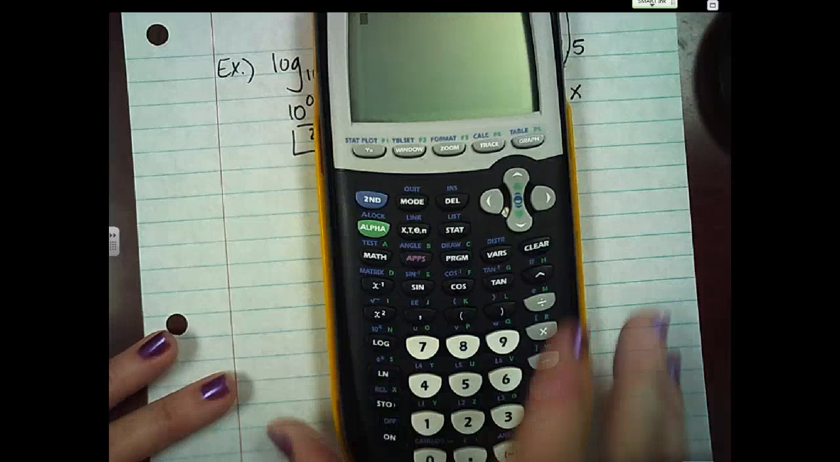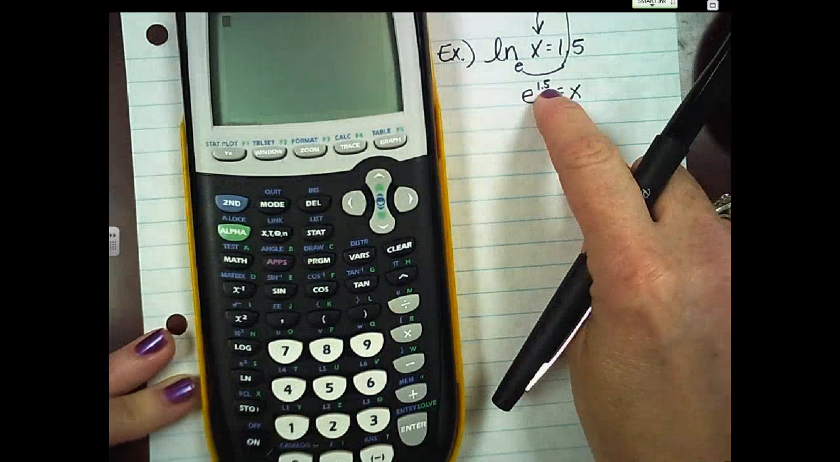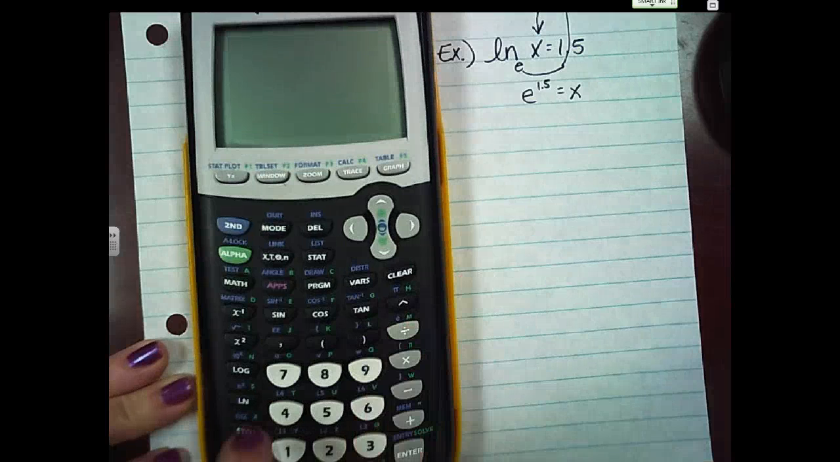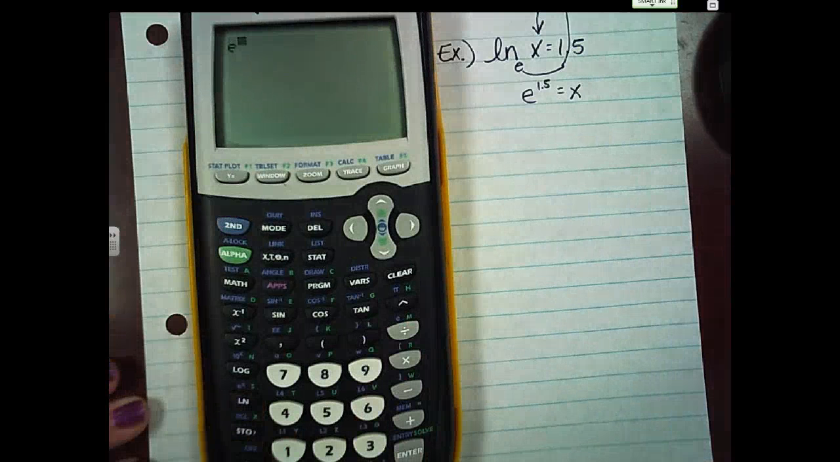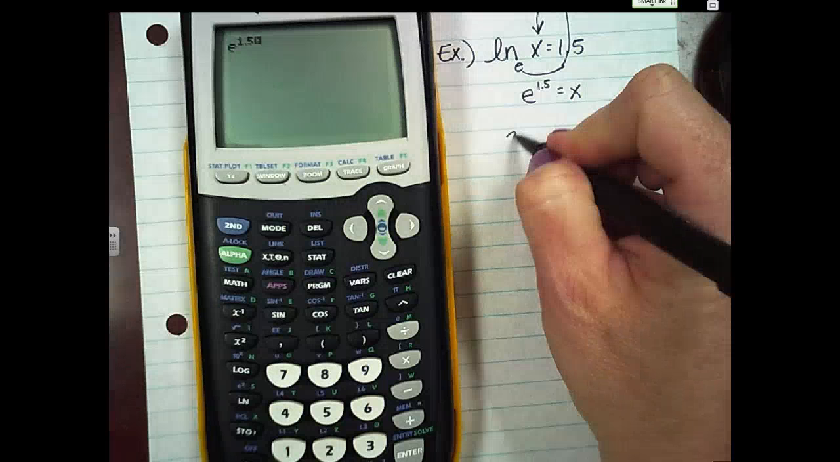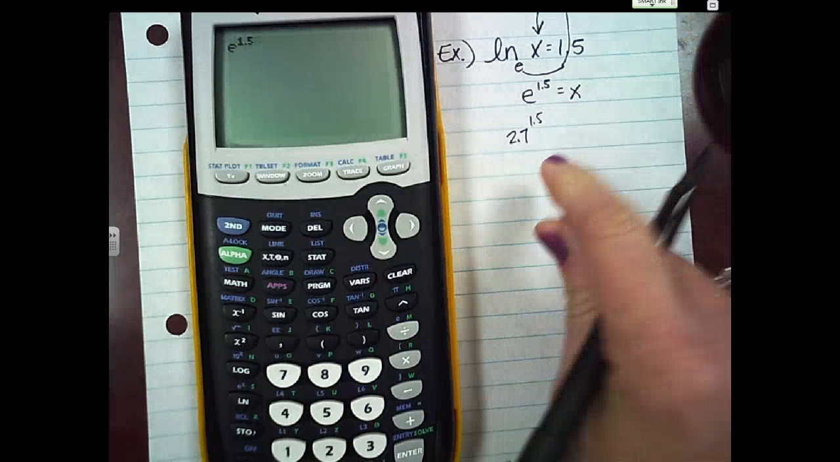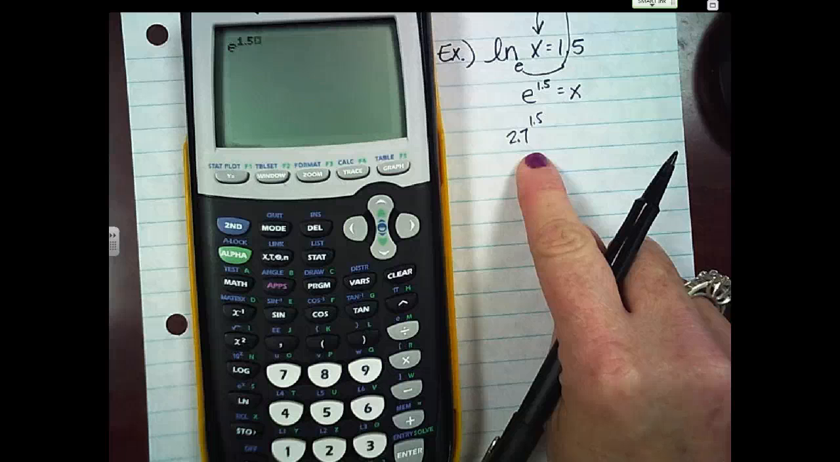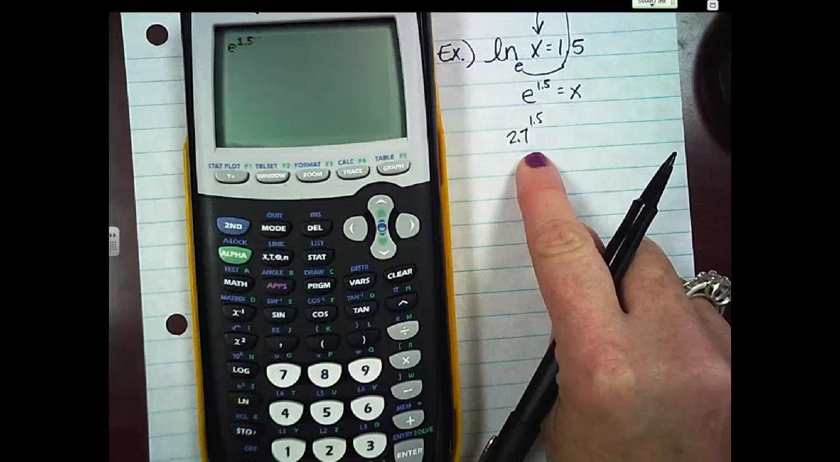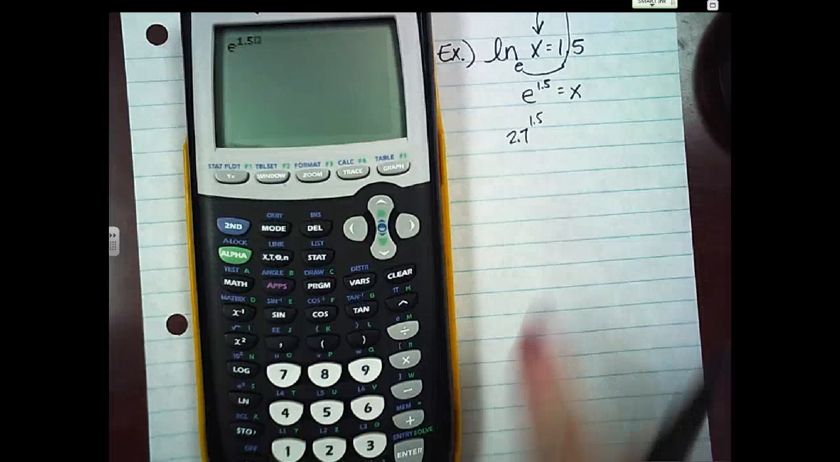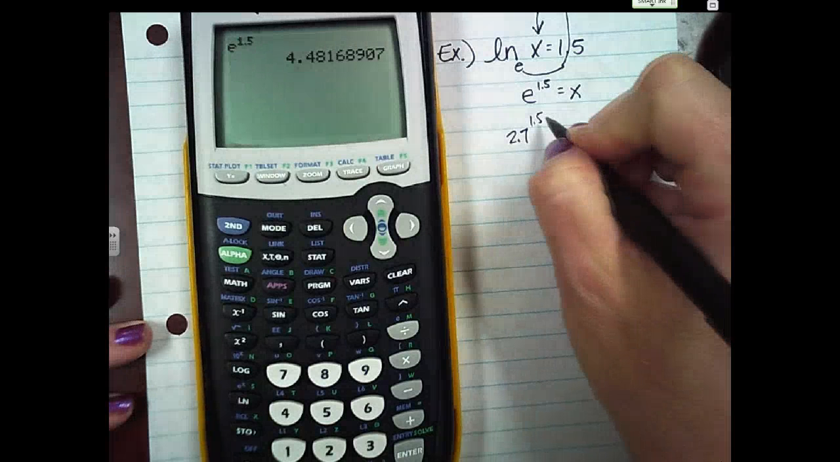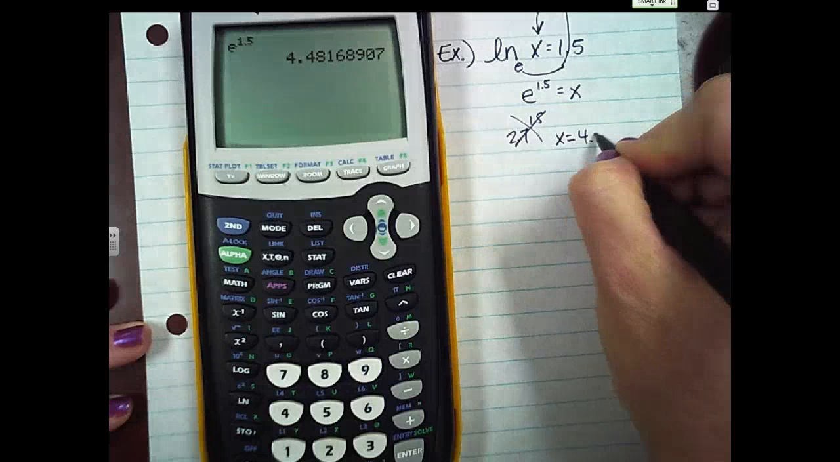Okay, so what I'm going to do with this is I want e to the 1.5 power. So I'm personally going to just use this one. So second ln, and I'm talking about 1.5. What my calculator is actually doing is taking about 2.7 to the 1.5 power. Kind of like using the pi key on your calculator. You know how sometimes you use the pi key instead of 3.14? That's the same thing. We're using the e key instead of 2.7. Okay, and we're going to hit enter. So x is 4.48.